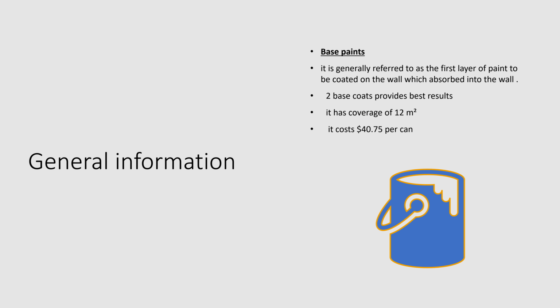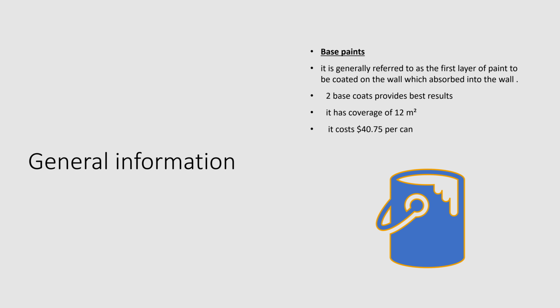Allow me to go into the details to tell you how the painting is done and what the two types of coats we use in painting are. Introducing first the base paints. It's generally referred to as the first layer of paint to be coated on the wall, which soaks into the wall. The main purpose of using the base coat is that it helps in binding the finishing coat, which is to be done later on that very same wall.